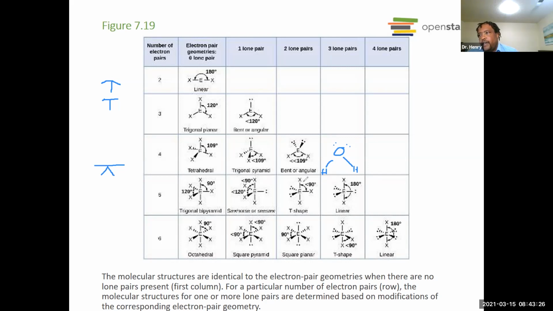Okay. And then if we have 3 lone pairs, it actually is going to be linear, right? Because then these 2 are going to be as far apart as they can be. And because they're equal lone pairs on each side, they're going to form a 120 perfectly. So all you're going to see is a linear structure in that situation.